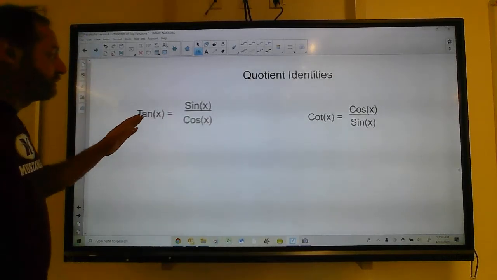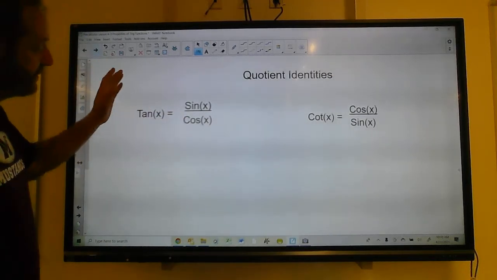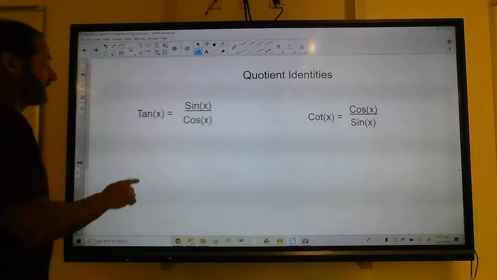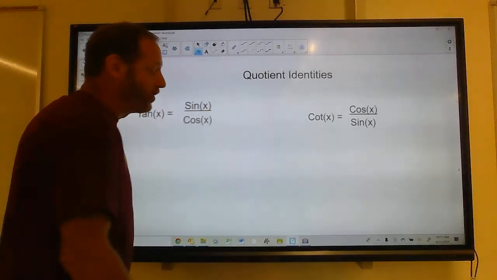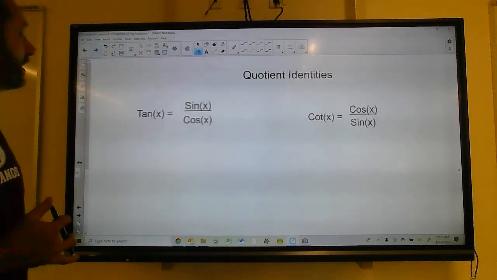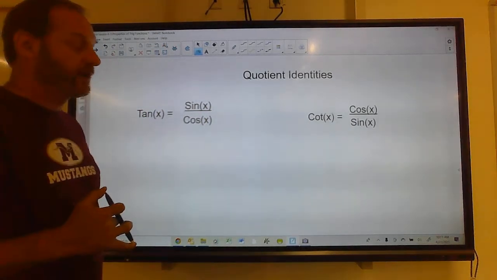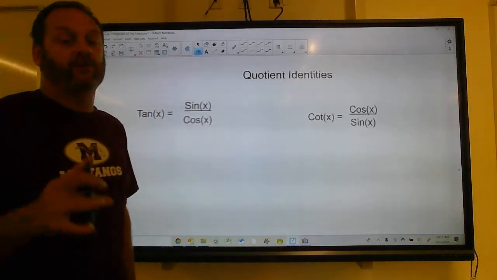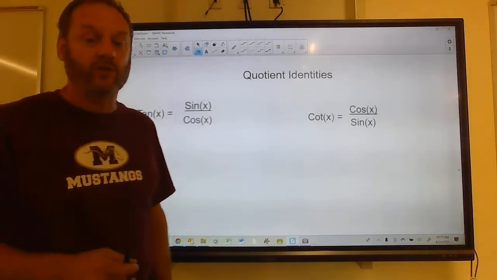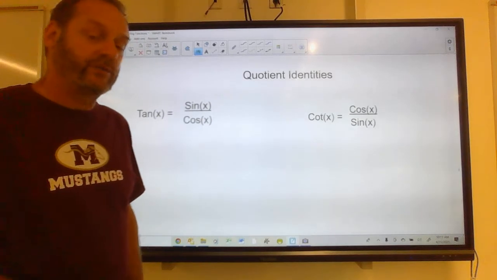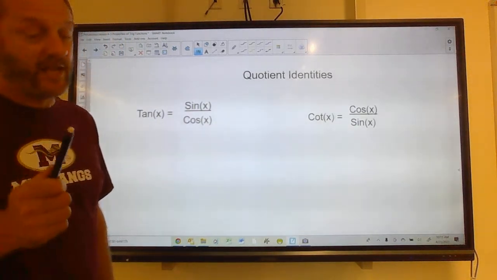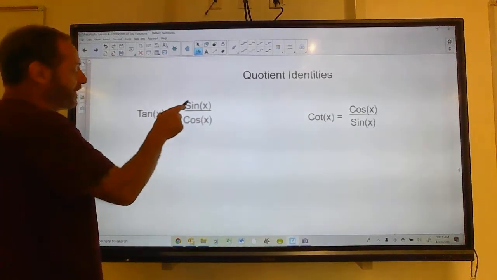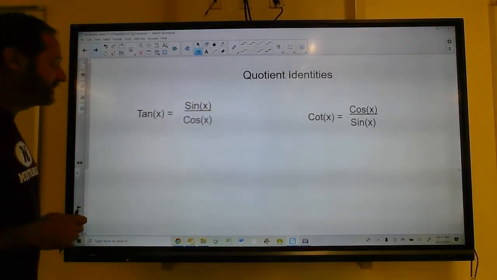Okay, this one is critical. This shows up all the time. The tangent is the sine over the cosine. Which brings us to the great mathematical mystery. Why do you never see a mathematician at the beach? And the answer to that is because they have a sine and a cosine to give them a tan. So, sine divided by cosine is just tangent.